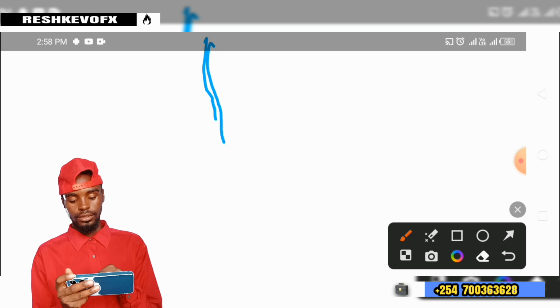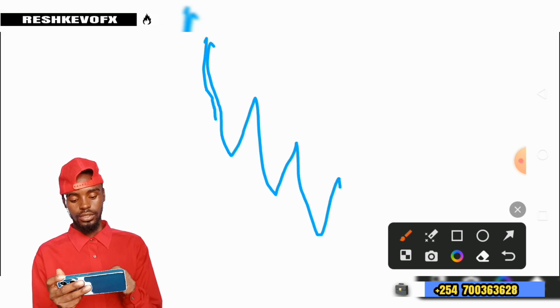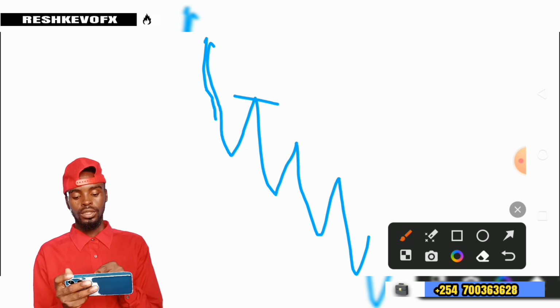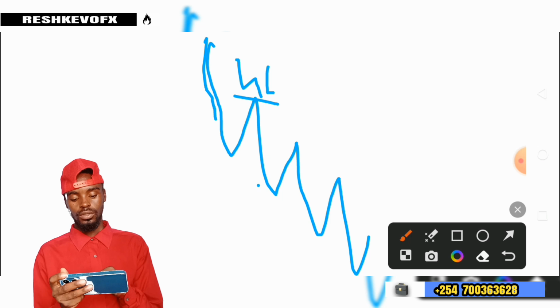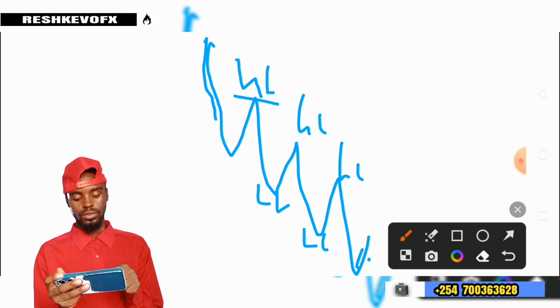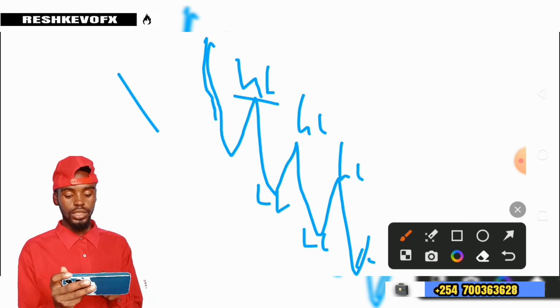This is where there is a down, correction, and down, correction, and down, correction, and down. This is what we call a high. This is a low low. This is a high low. This is a low low. This is a high low. This is a low low. So, as you can see, this is a downtrend.